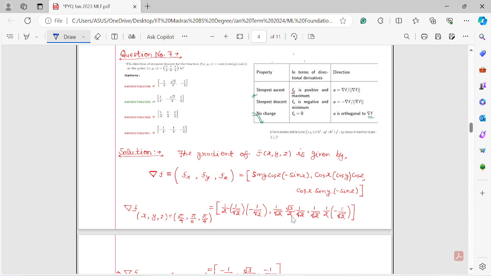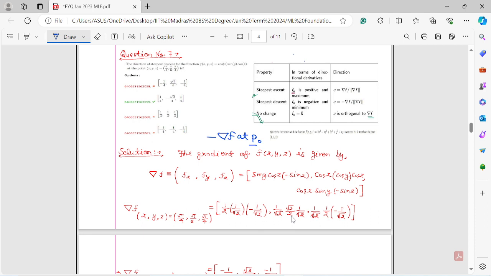The direction of steepest descent is given by the negative of del f at some point, let's suppose p naught. So we will find the gradient of f, then substitute the value of this point and take the negative of that. The gradient of the function f(x, y, z) is given by del f, where fx is the partial derivative with respect to x, fy is the partial derivative with respect to y, and fz is the partial derivative with respect to z.